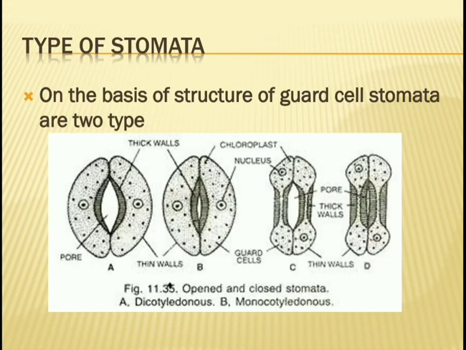Now the next one is types of stomata. Stomata are mainly of two types: kidney shaped stomata and dumbbell shaped stomata. Kidney shaped stomata is a characteristic of dicot plants, while dumbbell shaped stomata is a characteristic of monocot plants. In kidney shaped stomata, the guard cell is kidney shape, while in dumbbell shaped stomata, the guard cell is dumbbell type. So these are the two types of stomata.